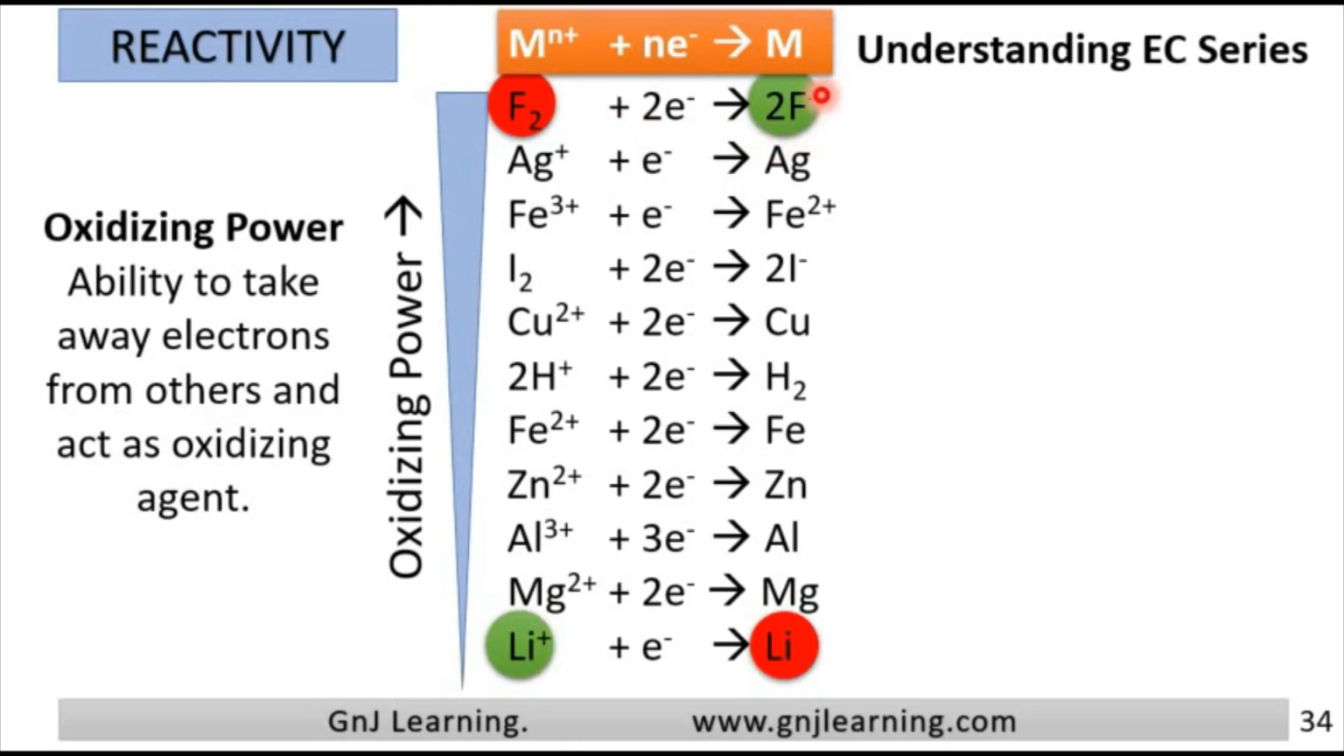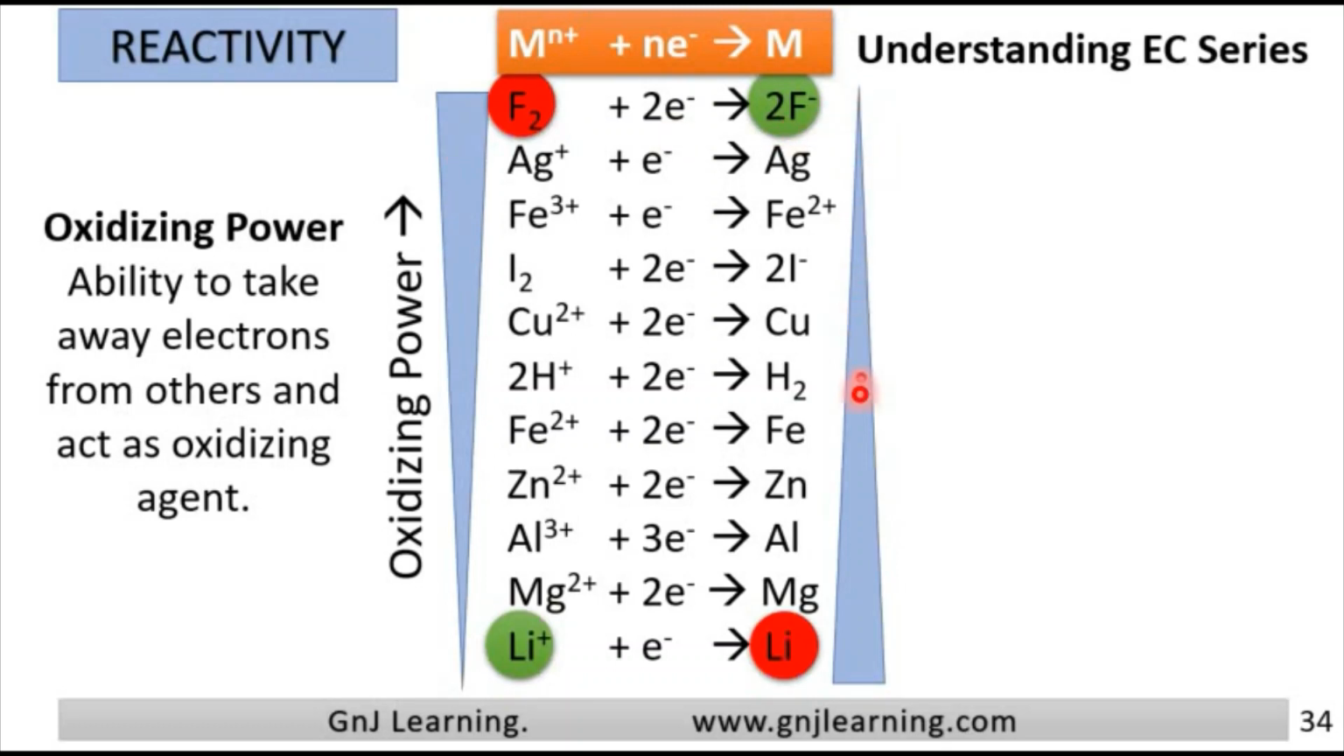Similarly, we have the most stable reduced form, fluoride, and the most reactive one, lithium. So you can again give a direction from here to here. Reactivity of reduced species increases from fluoride to lithium, which is opposite to the oxidizing power.